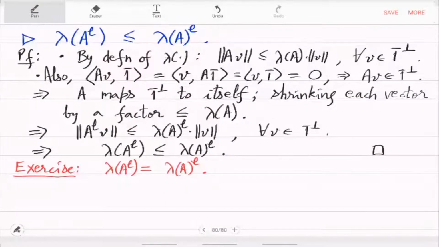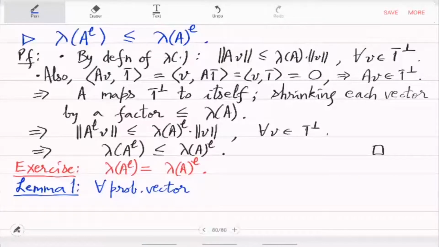So these were the basic properties of eigenvalues, and now we will go back to questions that are more relevant to the theorem that we want to prove, which is what is the action of A to the L on a probability vector. So let's prove it in 2 lemmas. First lemma is, for every probability vector P bar, consider A to the L P bar and the uniform probability vector 1 bar.